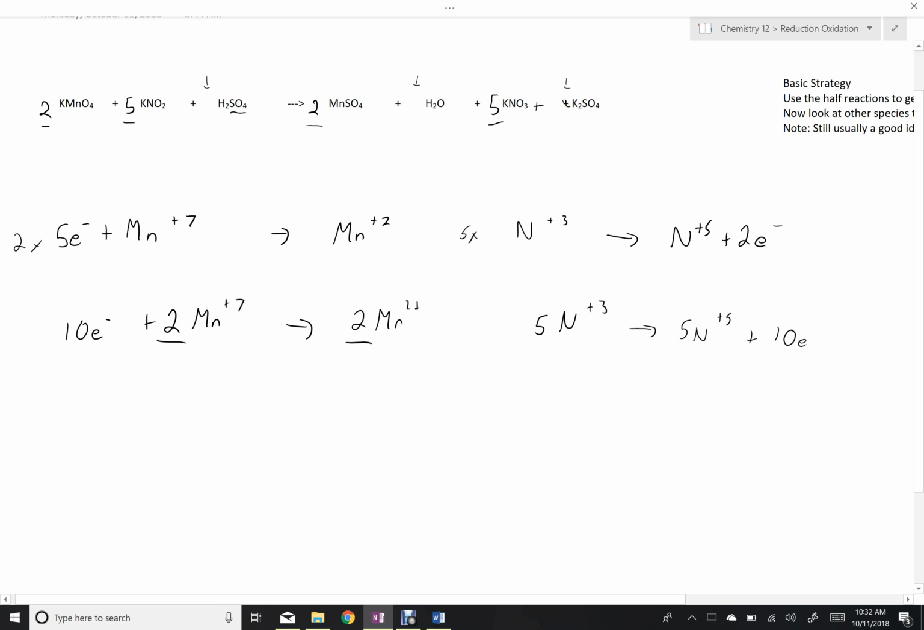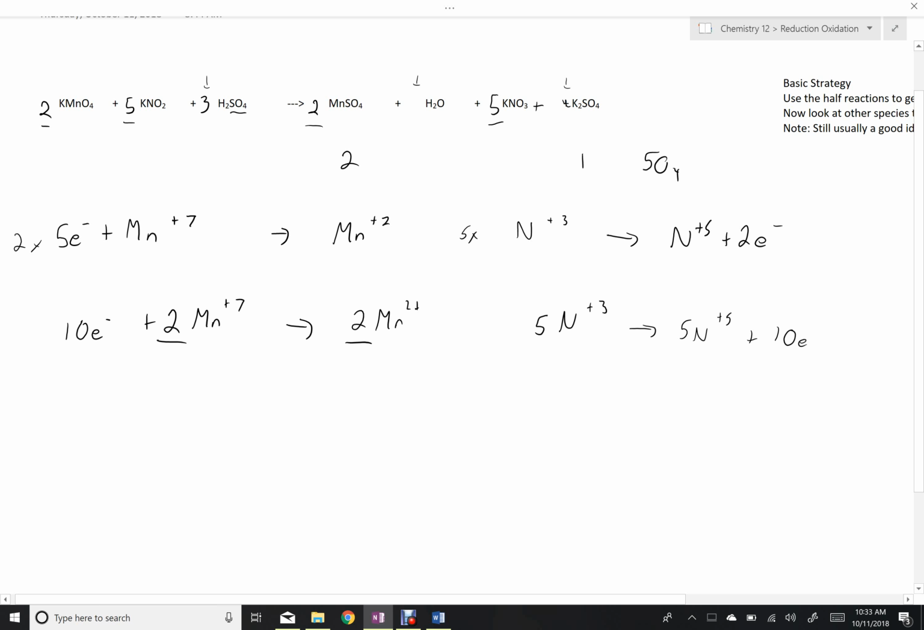Now to do that, I'm going to try to start with the thing that appears as little as possible elsewhere. So right now, I have sulfates and I have hydrogens, and I don't know which to start with. So I'm going to start with my sulfates. I have 2 here, and I have 1 here. So I'm going to guess that I need 3 here.